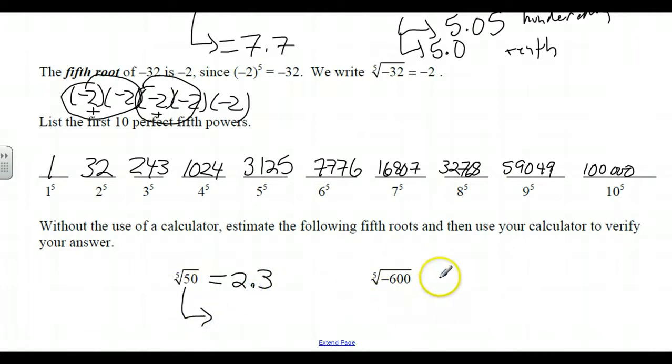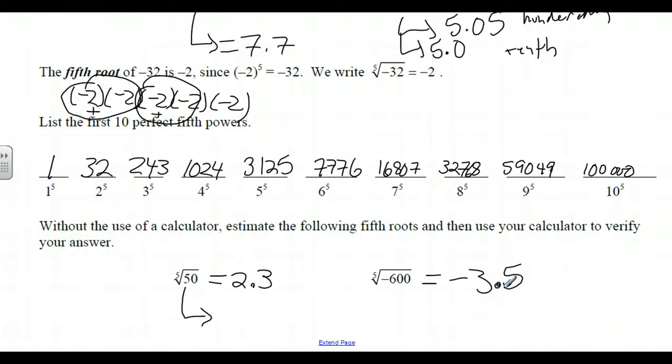And the root of a negative, remember, the odd root, if that's a square root of negative 600, it's like, yeah, you can't do it. Okay, you cannot do an even root of a negative number, but you can do an odd root, which makes this negative. 600 is between 3 and 4, really pretty close to about halfway, so let's go negative 3.5.